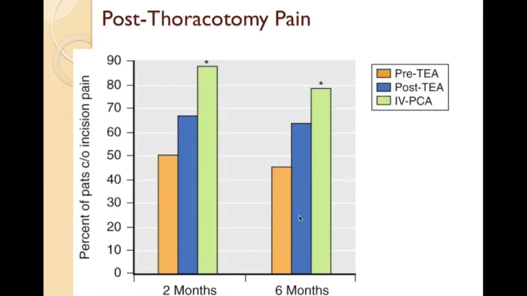And what it shows is that both at 2 months and 6 months, there is less pain in the patients who got an epidural than who got a PCA. And it's statistically significant. That's what the star means. There wasn't a statistically significant difference between the pre and post epidural, but there was definitely statistical significance between the epidural and the PCA.